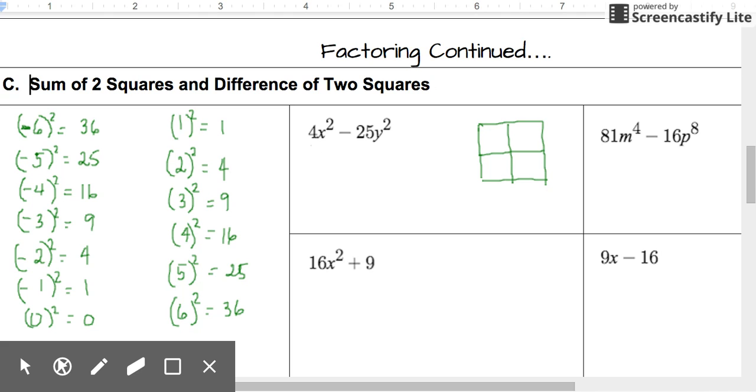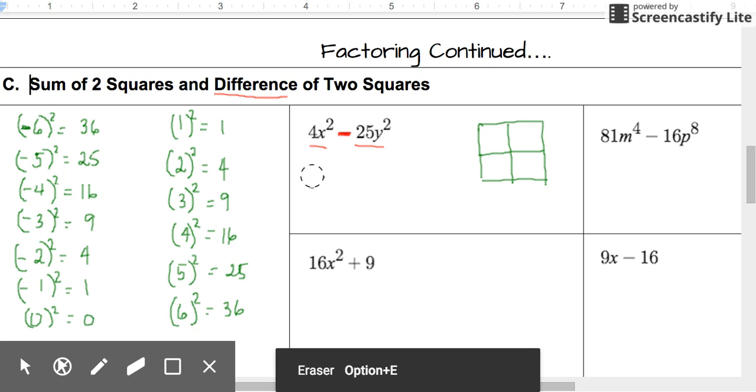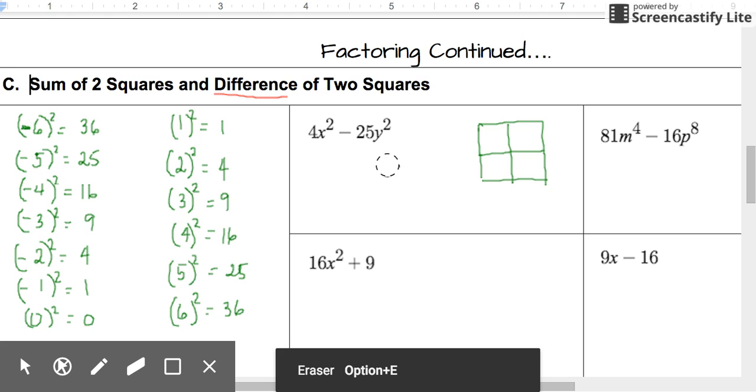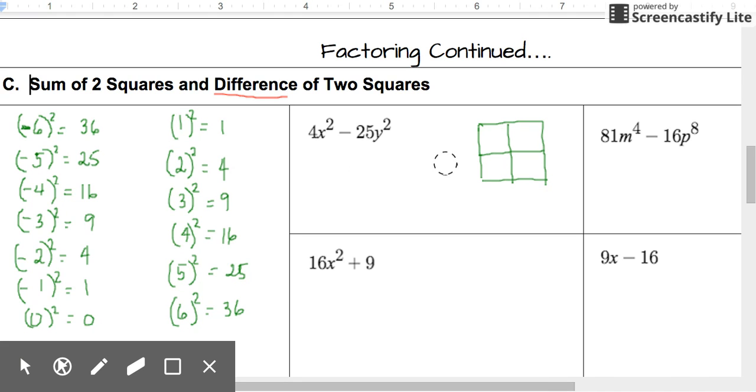If we look at this, 4x squared minus 25y squared, we notice that both of these are perfect squares. And since this is minus, we call this a difference of two squares. Now, can we factor this? We can think of this as the area of a rectangle, and we want to find the length and the width of the rectangle that gives us this area.